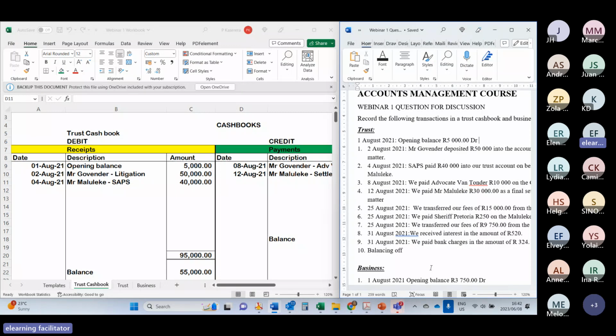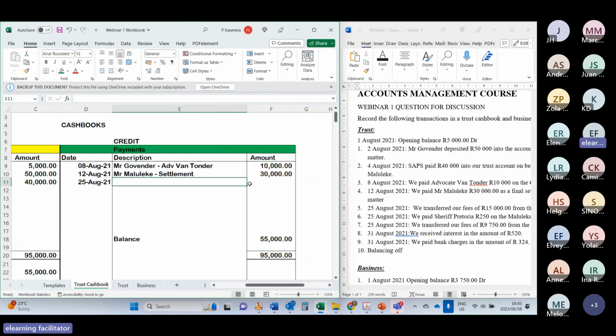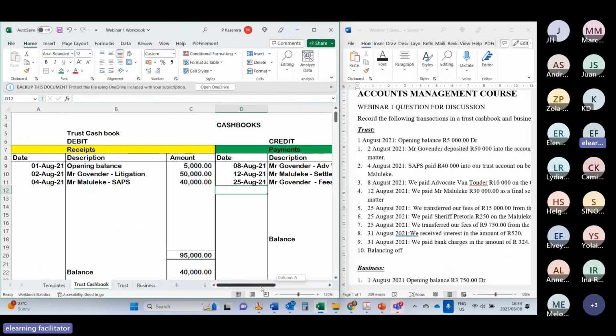So usually there's a journal that is prepared, which has got four legs to it to show how the money moves. But to record in our cash book, it's kind of easy because we are just paying out of our cash book. And we are transferring 15,000 from the Govender matter. So we show that it's our fee, 15,000. For our cash book, we're just showing how money is moving.